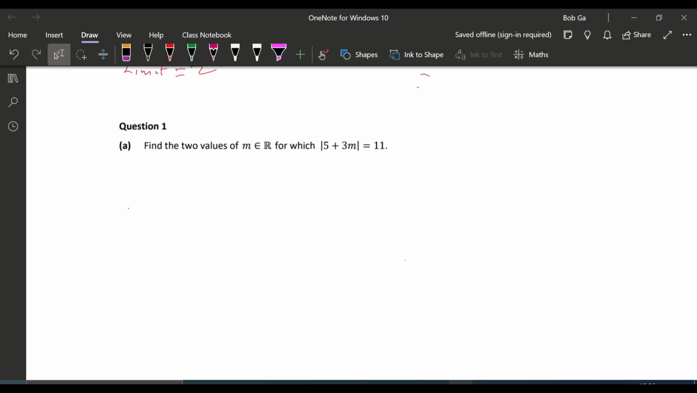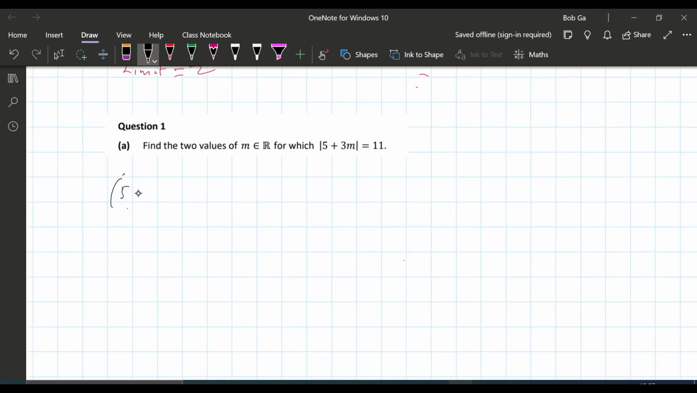So this video is the solution to the 2023 Living Set Higher Maths Paper 1, and this is question 1. We're asked to find the two values of m for which the absolute value of 5 plus 3m is equal to 11. So 5 plus 3m is equal to 11.